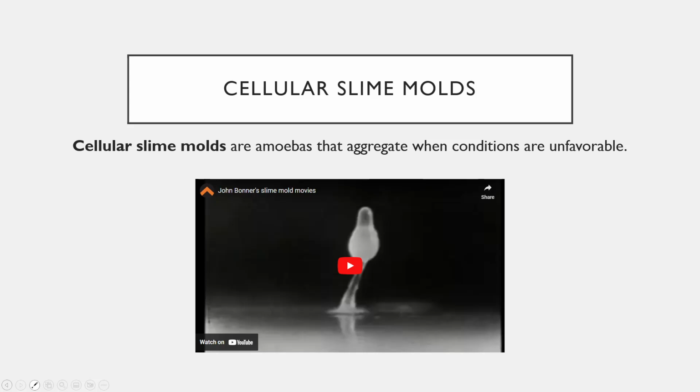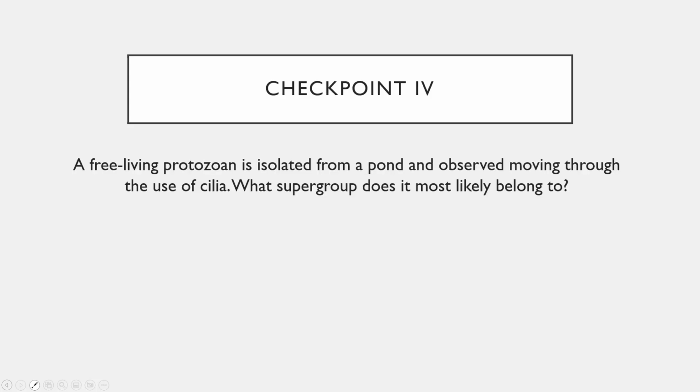So we are going to cap off our discussion of protists with a checkpoint. A free-living protozoan is isolated from a pond and observed to be moving through the use of cilia. What supergroup does it likely belong to?